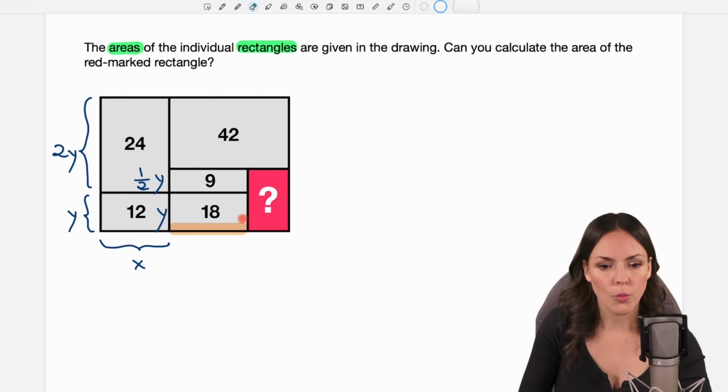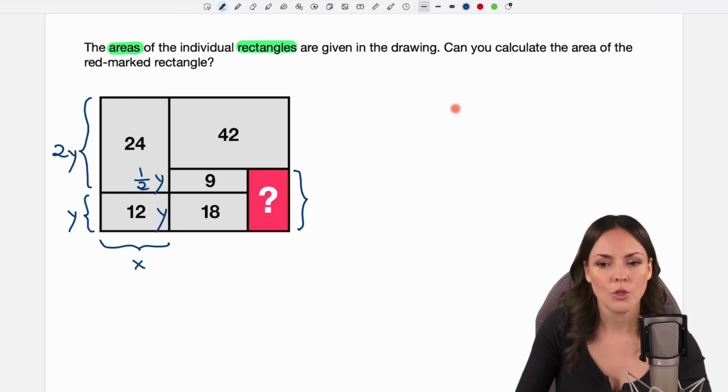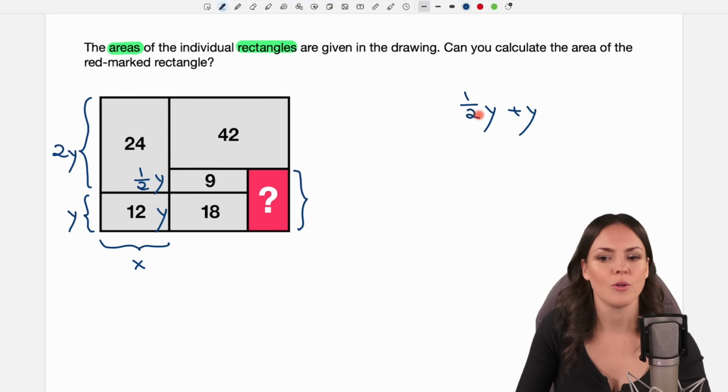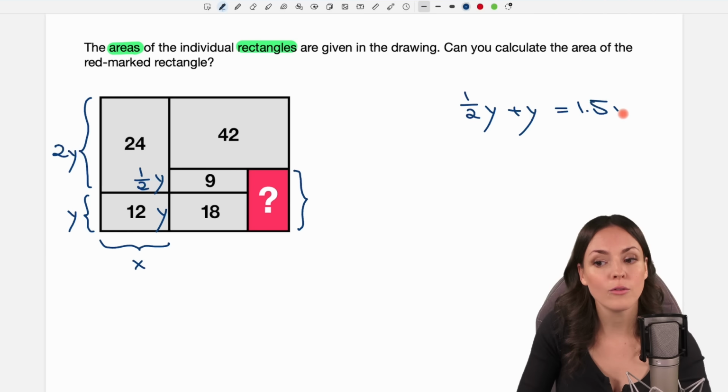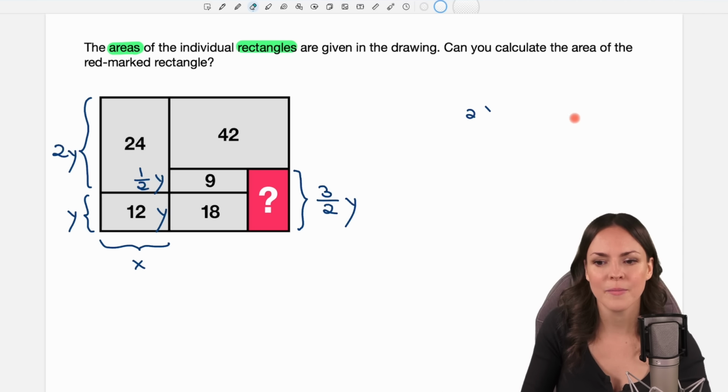Okay, so with these here, we now know the length of the height of our red rectangle here, because we only have to add these two. So we have to add 1/2y and y, so it's half of y plus 1y, which would be 1.5y if you want to use decimal numbers, or I prefer fractions actually, so I would write it as 3/2y here for the length of this side.